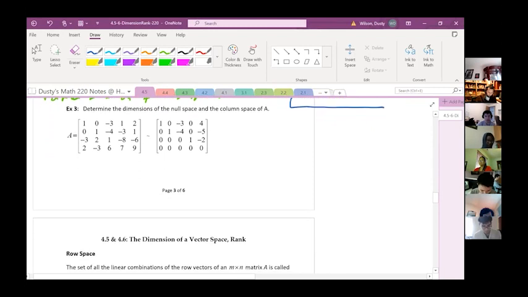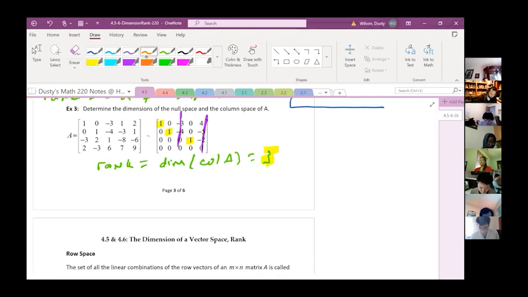Okay. So let's just do a quick example here. If I wanted to determine the dimensions of the null space and the column space of A, I've got some matrix A. We row reduce it, and we see 1, 2, 3 pivots. So we would say that our rank, which is the dimension of the column space of A, is 3. And we see 2 columns without a pivot. And so we would say that our nullity, which is the dimension of the null space of A, is equal to 2.